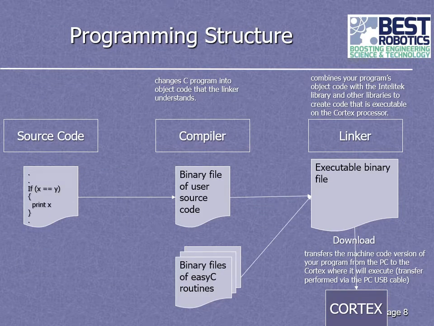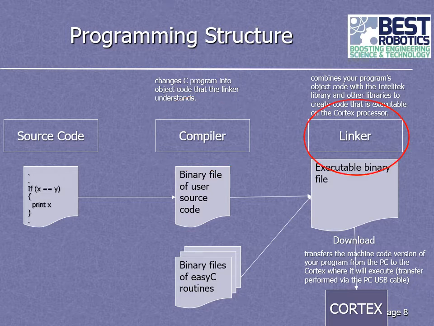Here we have a quick overview of what happens when you say build and download. Here's the source code. This is the stuff that you just wrote in your EasyC. It's a text file. You could look at it. It's human readable, but of course computers don't want to read it in that form. So enter the compiler. What the compiler is going to do is take that text C code and turn it into a binary file that the computer can then read.